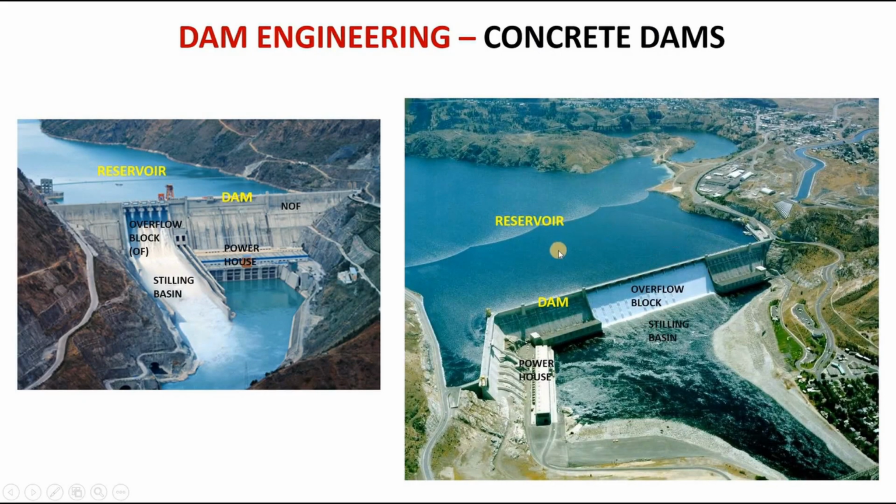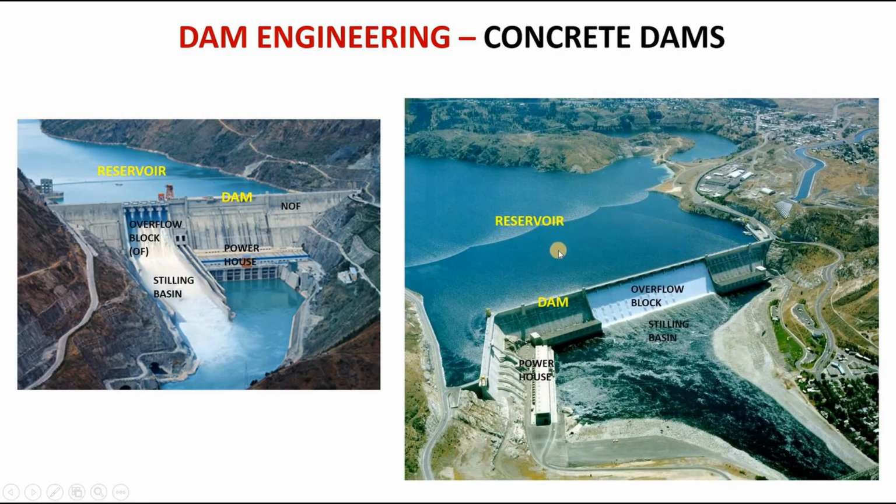Now we see the different terms of concrete dams. Once the dam is completed, reservoir is formed. In the concrete dam, length is divided into different blocks. Earthen dams are placed and rolled in layers, whereas concrete dam is divided into different blocks and each block width is generally limited to a maximum of 20 meters. Each block is constructed separately. That is the reason we are seeing overflow block and non-overflow block terms in the pictures.